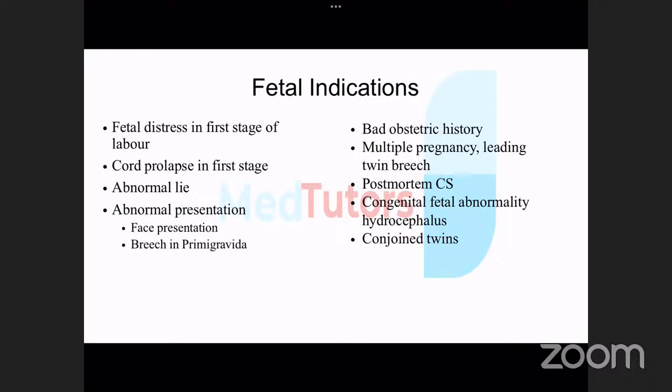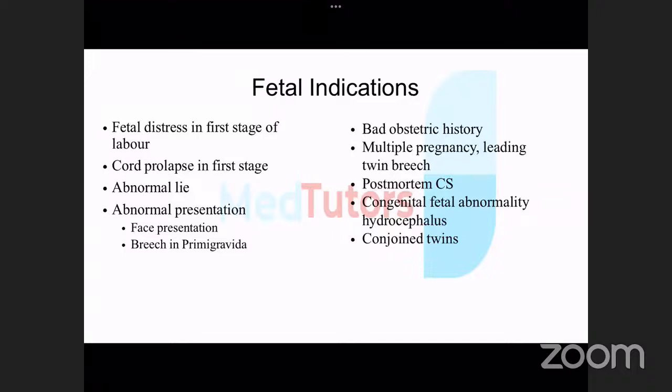A woman who has had 2 or more previous adverse perinatal outcomes, several infant deaths, she had prolonged labor, baby died. So those are indications for cesarean section. Multiple pregnancy. She has a twin pregnancy and the leading twin is breech. That's an indication for cesarean section.